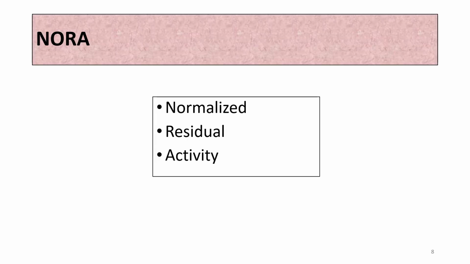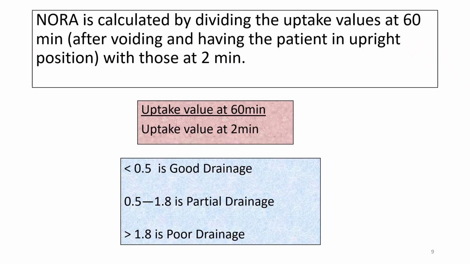The second parameter, which is gaining a lot of prominence nowadays, is NORA, that is normalized residual activity. It is calculated by dividing the uptake values at 60 minutes by the uptake value at 2 minutes. Anything less than 0.5 is good drainage. More than 1.8 is poor drainage, and anything in between is partial drainage.